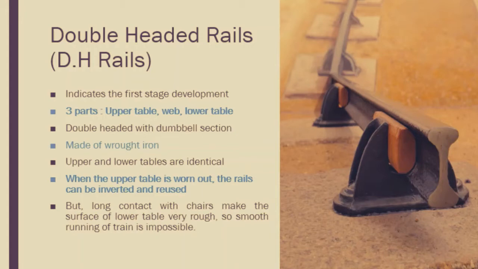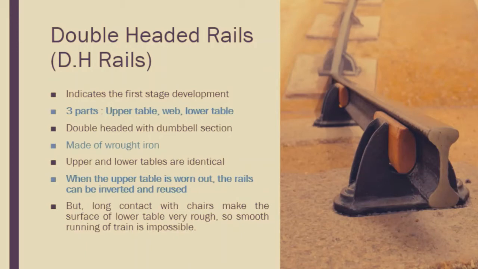History shows that in the good olden days they used even timber rails. We all know that timber is not everlasting and it cannot withstand more stresses. So later the timber was replaced by steel, wrought iron, etc. The double-headed rails are the first metallic rails that were used. It has mainly 3 parts: the upper table, web and the lower table. The main peculiarity of the D.H rails is the double head with dumbbell section. They are made of wrought iron.